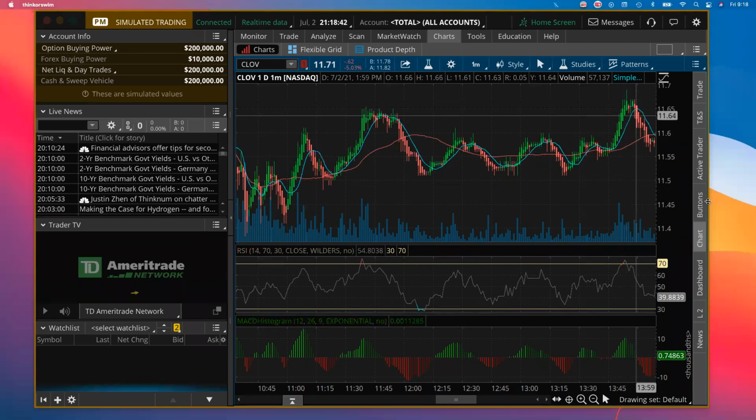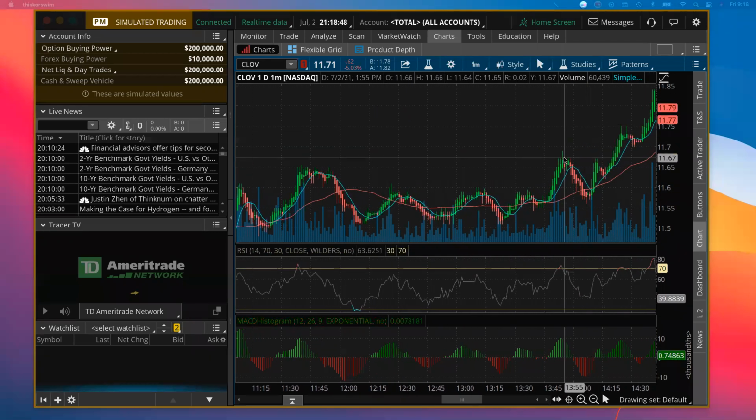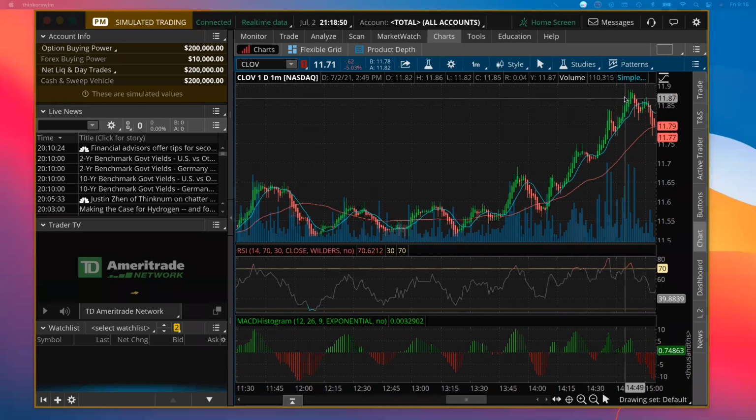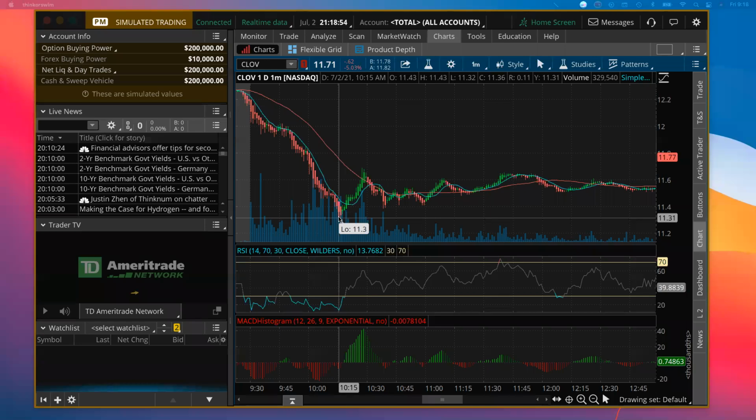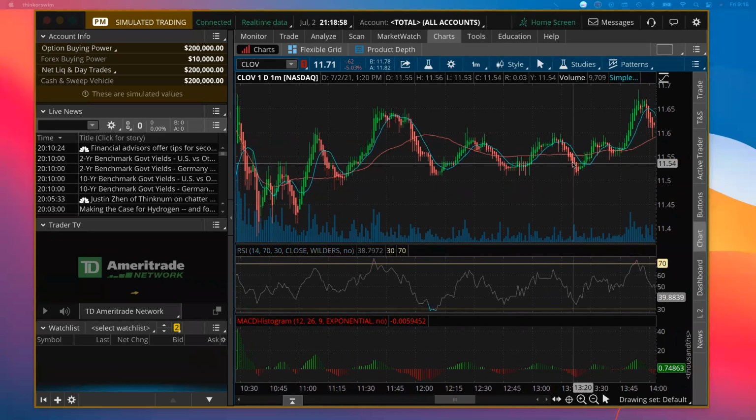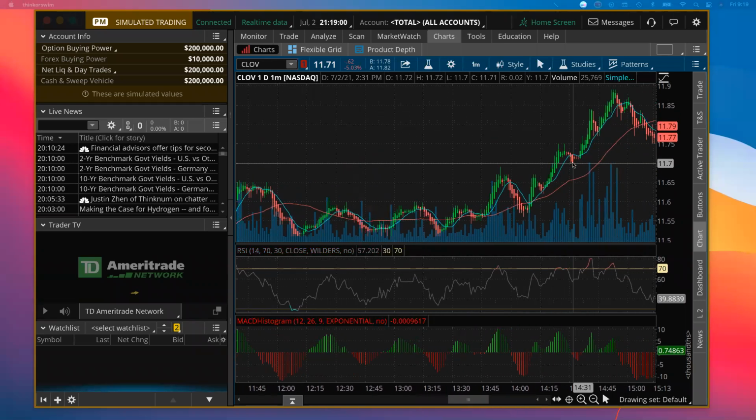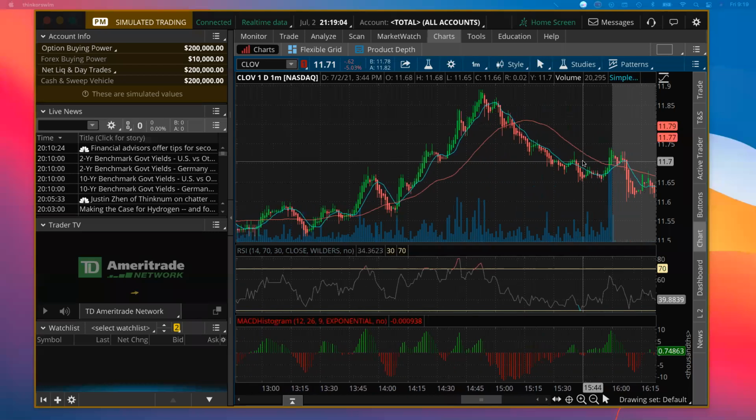Now, if you were a day trader, you would sell somewhere right around here, maybe here. If you were a swing trader, you don't care, because for you, what does it matter? You got in at the low of the day around 1130, and the price just keeps moving up. So for you, if you're a swing trader, it doesn't matter. You're still in the green.